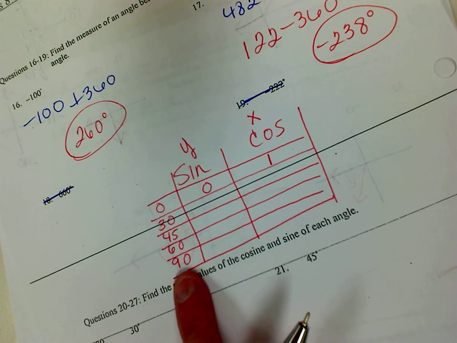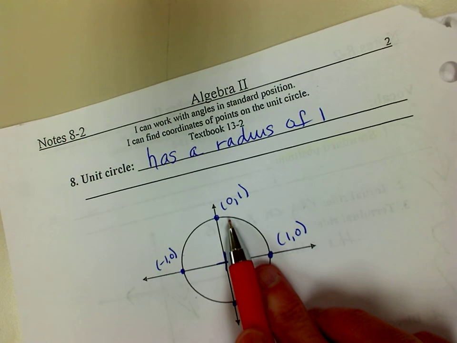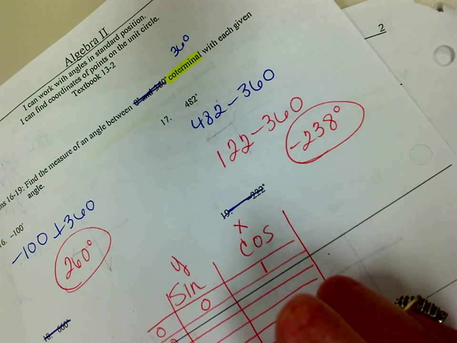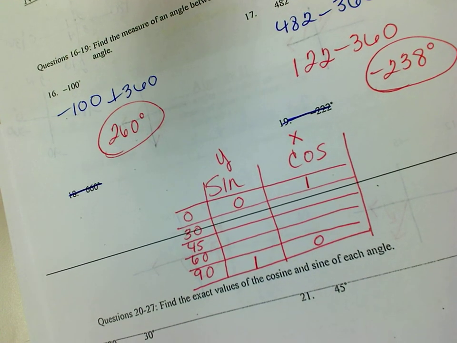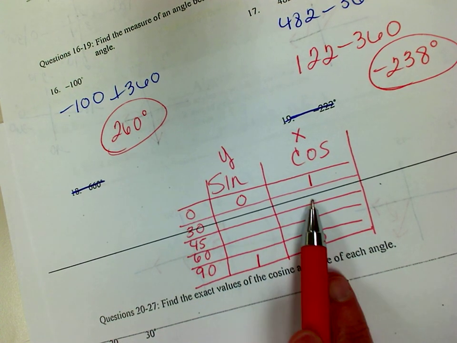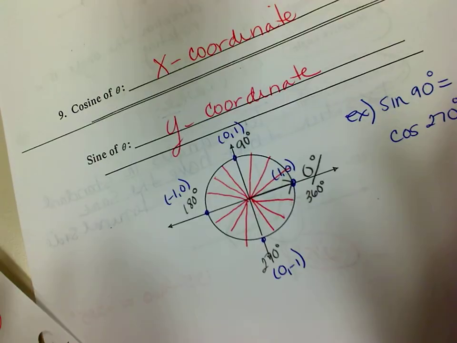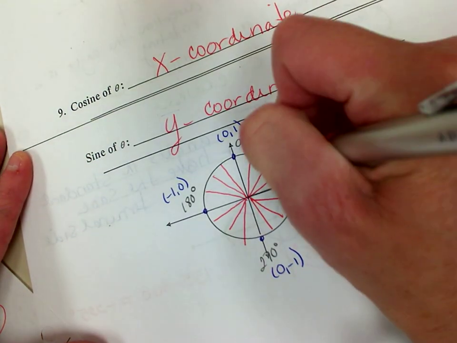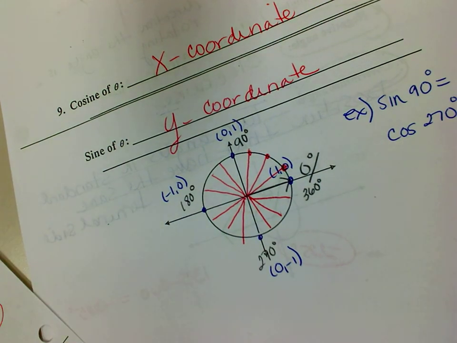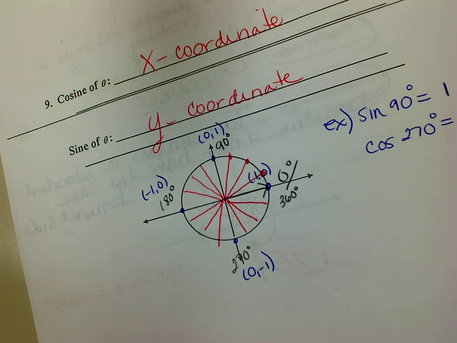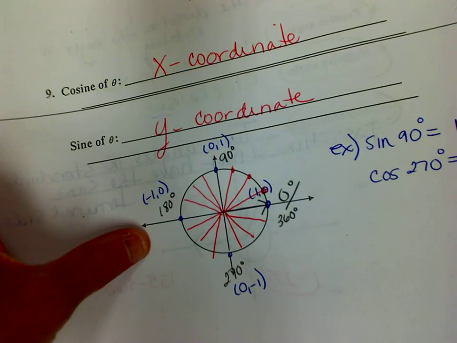Okay, 90 degrees. The ordered pair is 0, 1. But again, sine is the y value and cosine is the x value. So now that leaves me with 3 more degrees I have to come up with. That would be these right here. And to figure those out, we have the special right triangles, but I'm not going to really take the time to go through all that. I'm just going to kind of tell you what the answers are going to be.